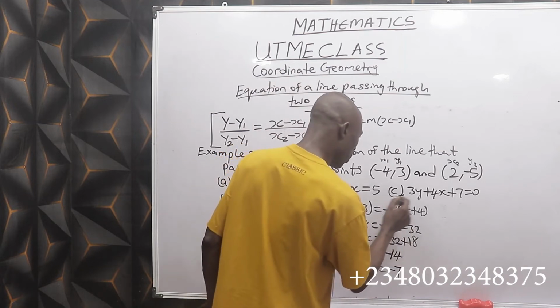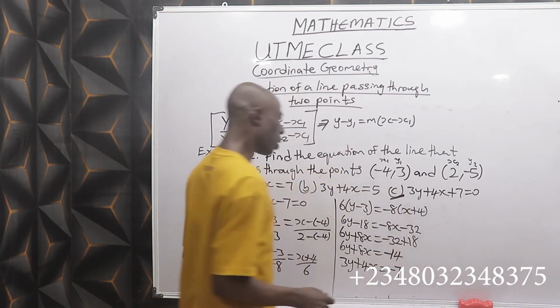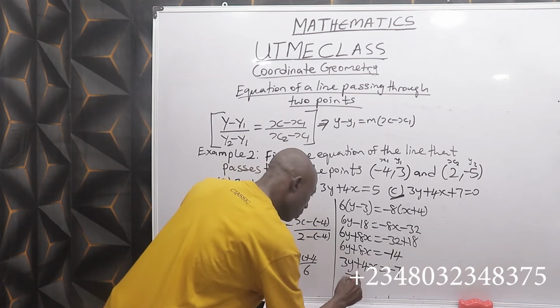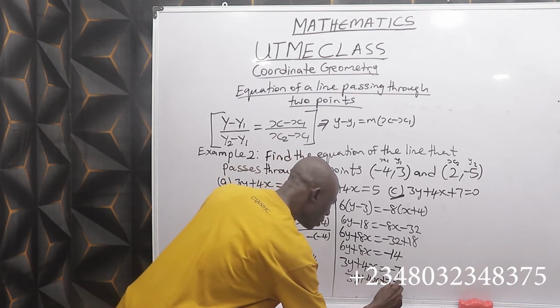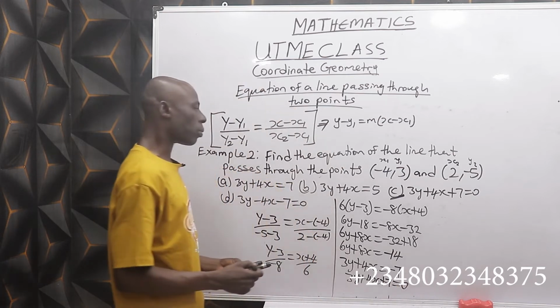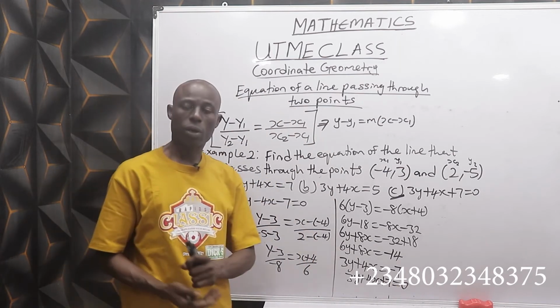Option C is our correct answer. That is 3y plus 4x plus 7 equals 0. And that is it. Option C is the correct answer.